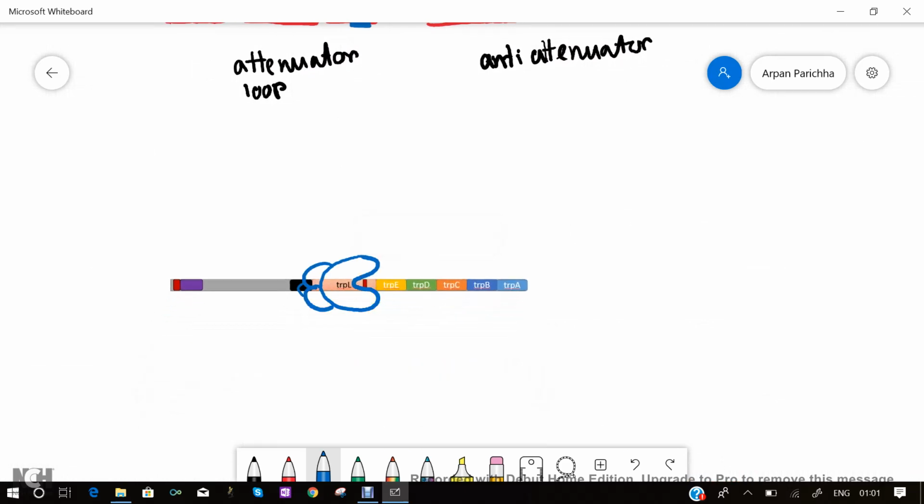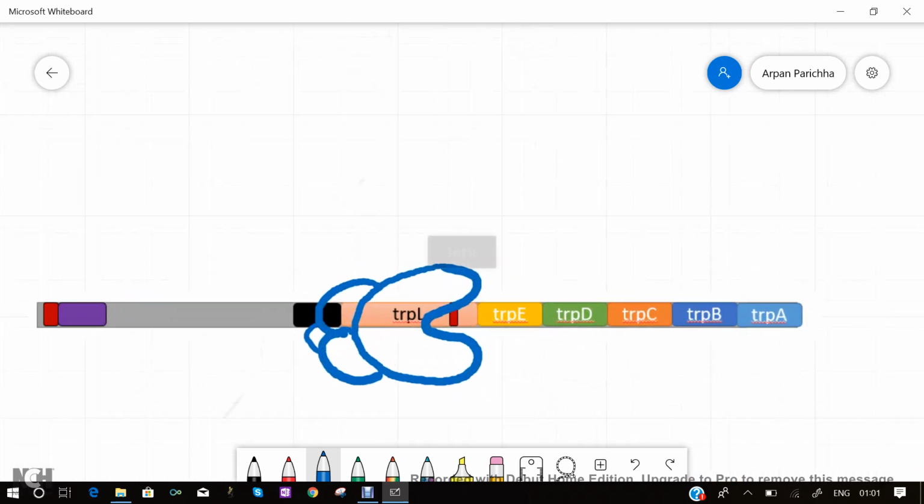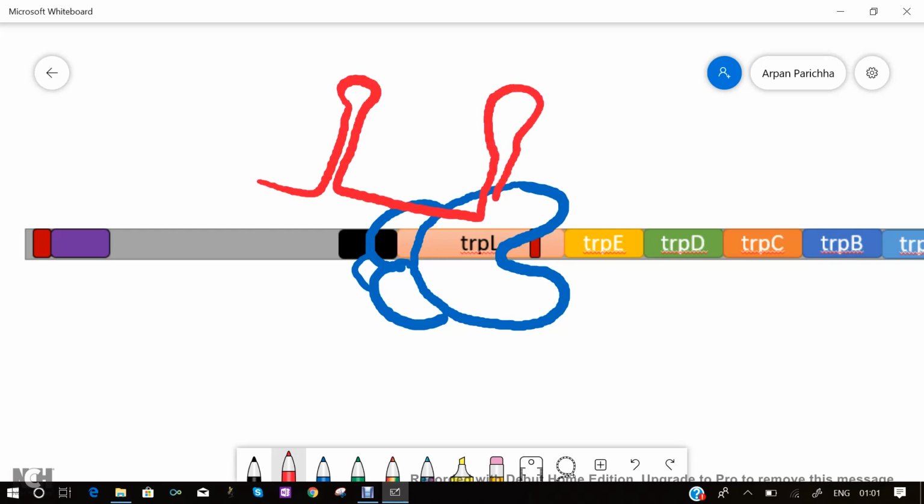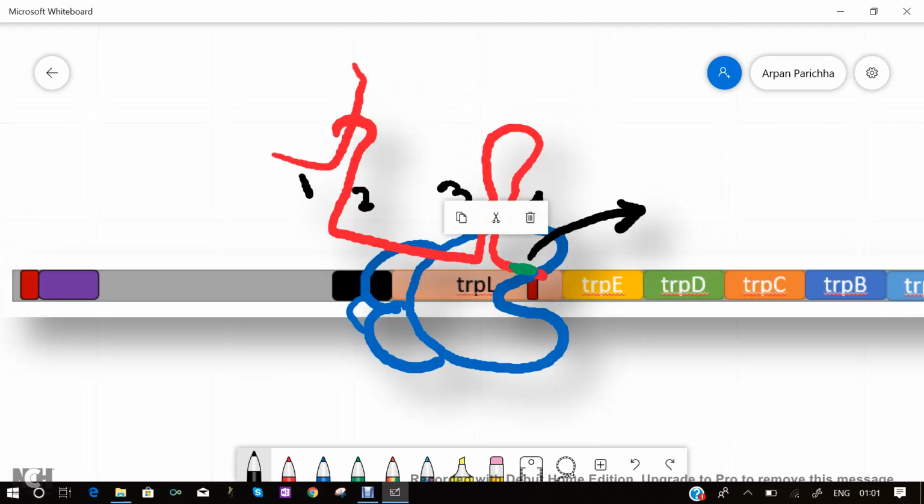And why does that happen? I'll show you in a moment. So let's assume the tryptophan level is high, and then you have two types of stem loop formed. So region 1 and 2, region 3 and 4, they paired, and in the attenuator configuration, there is a small region which is rich in uracil. This region is basically rich in uracil.